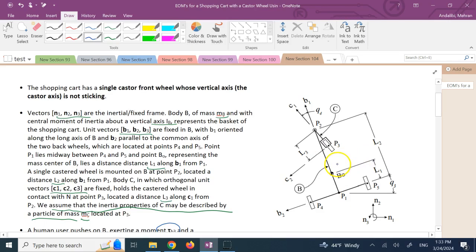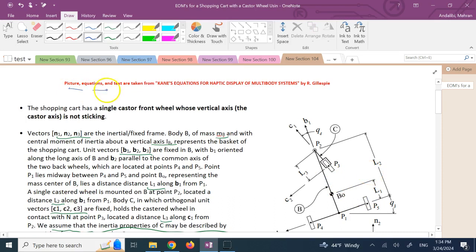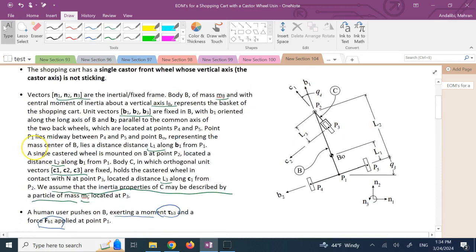Before I move further down the derivations, the pictures, equations, and text are all taken from this paper, Kane's Equation for Haptic Display of Multi-Body Systems by R. Gillespie. This is a beautiful paper, and this material is directly coming from it. So basically what I'm doing is summarizing that paper for you here.